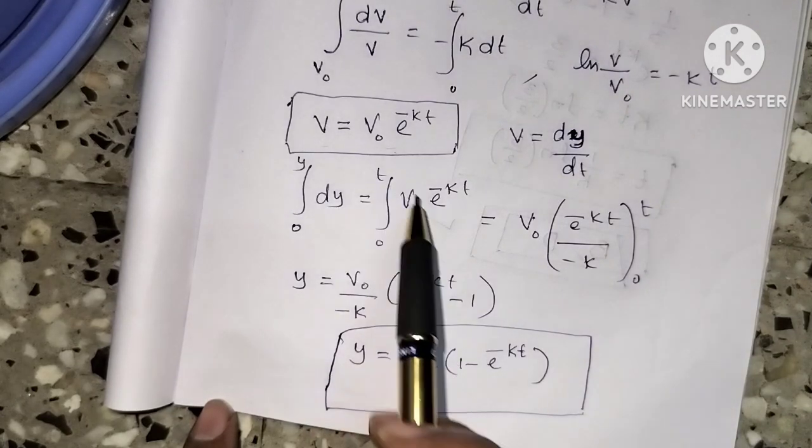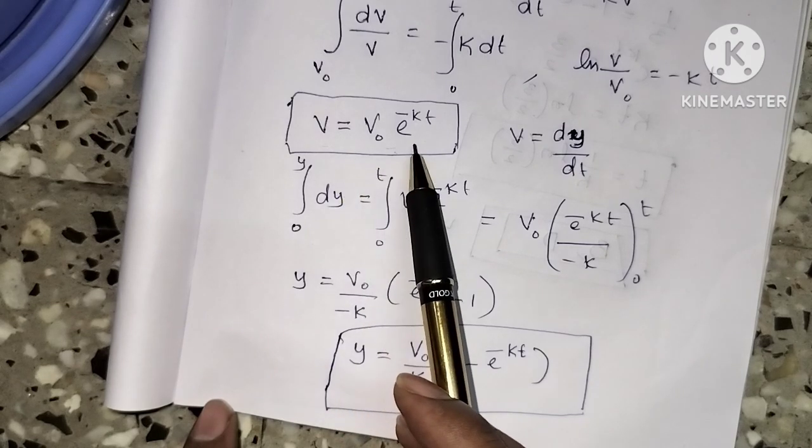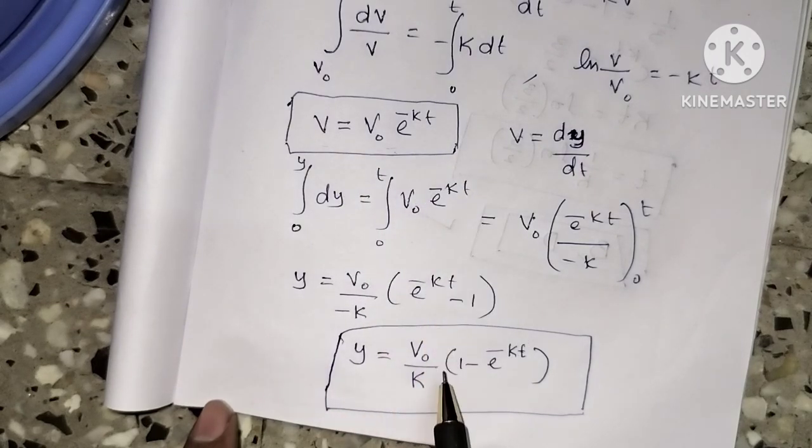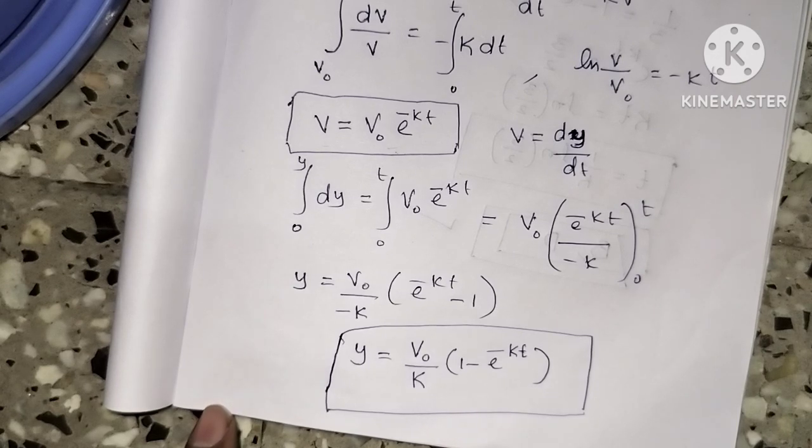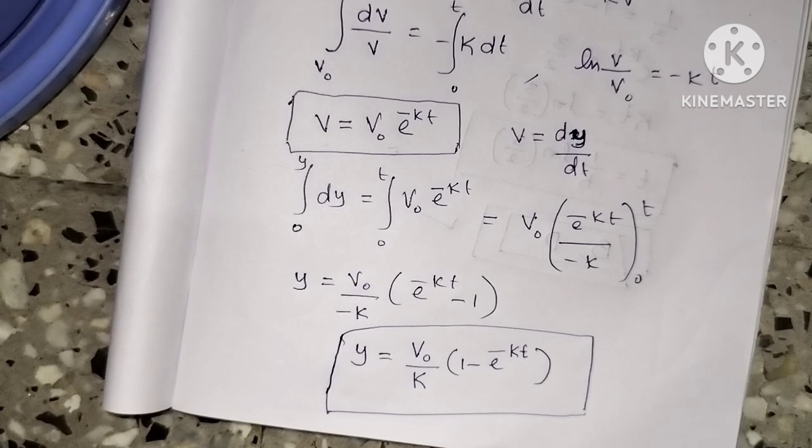We got these two equations. One is V is equal to V0 into e power minus kt. Y is equal to V0 divided by k into 1 minus e power minus kt. Now what are the options given? Now we will read the options. By seeing these two equations, we can answer this.